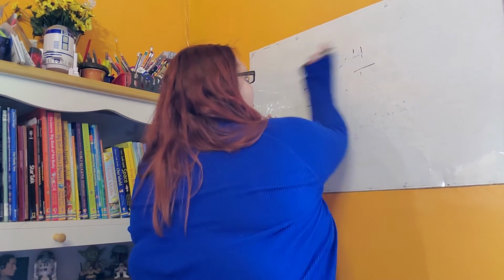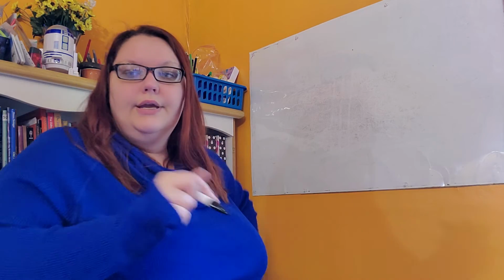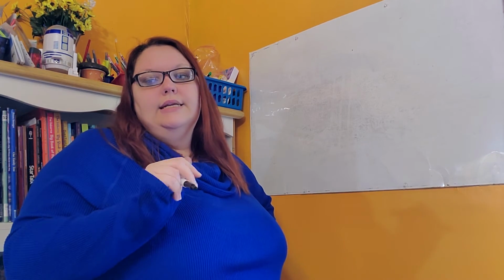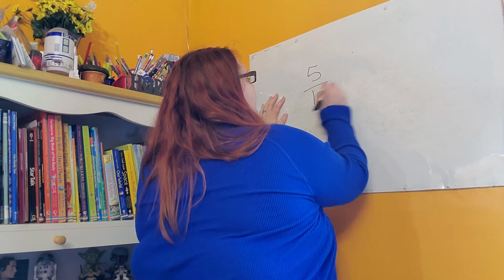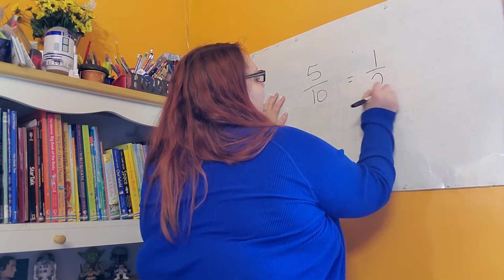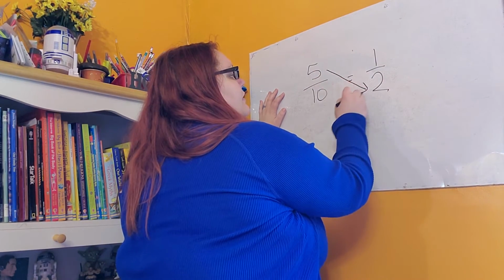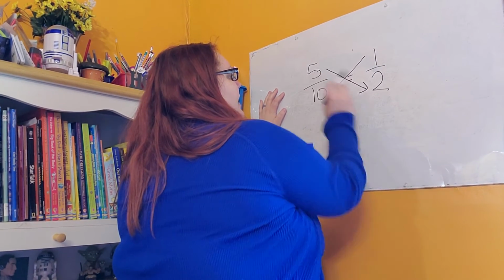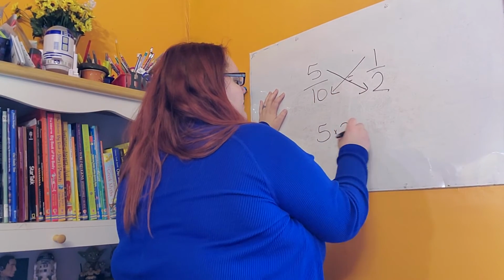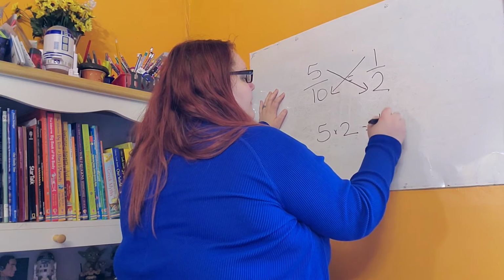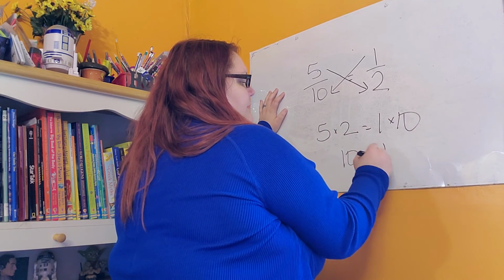Let's double check our other problem for the day using method 3. And our other one ended up saying 5/10 was equal to 1/2. So let's check that. Were we right? We cross multiply. We got 5 times 2. And we got 1 times 10. And we know that 5 times 2 is 10. And 10 times 1 is 10.